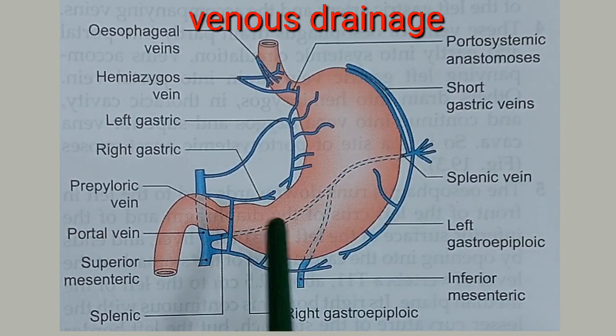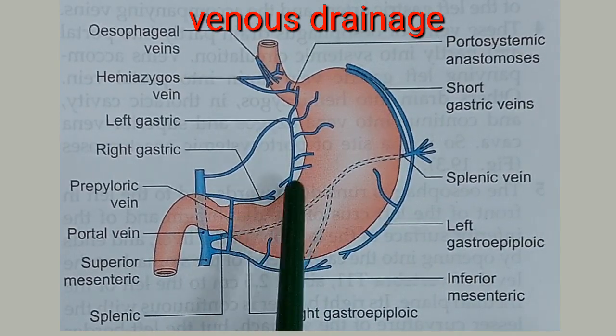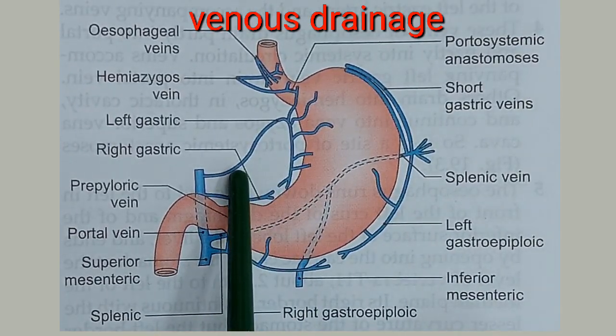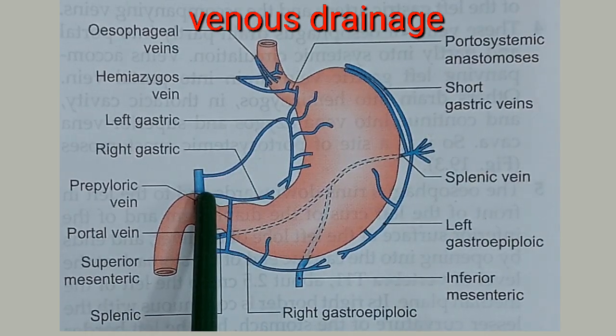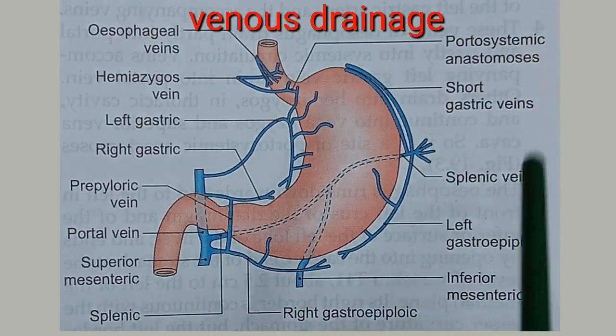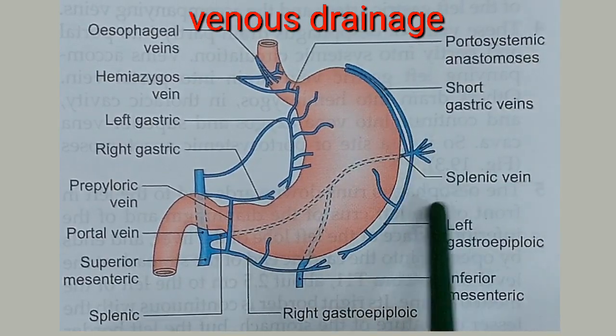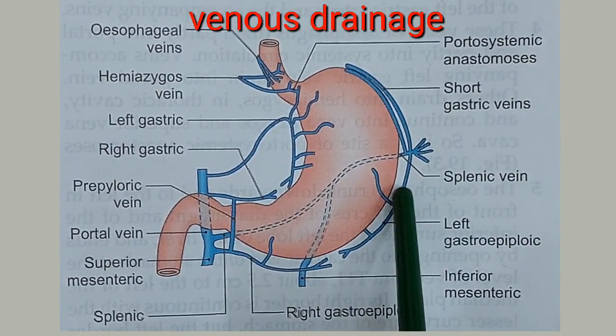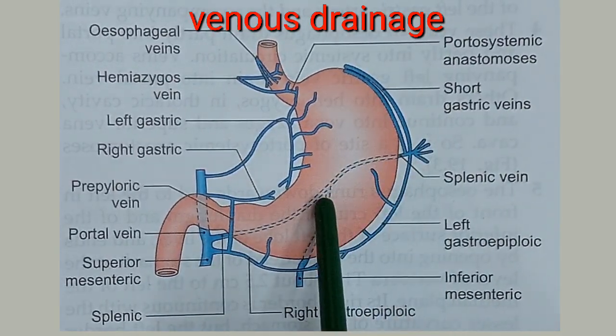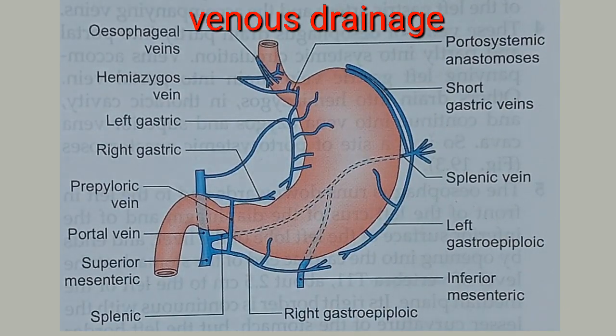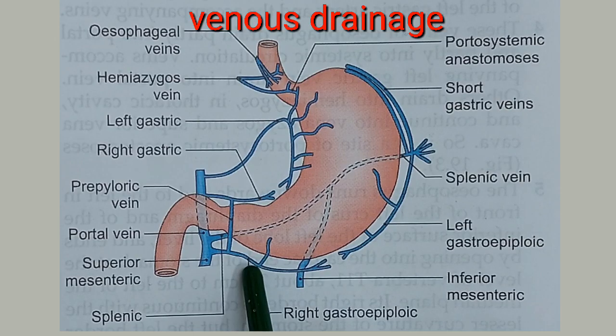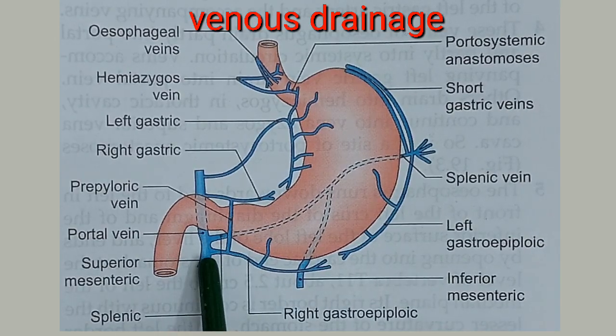So the right gastric and the left gastric veins drain into the trunk of portal vein. The short gastric and left gastroepiploic veins drain into the splenic vein. Then the right gastroepiploic vein drains into the trunk of superior mesenteric vein.